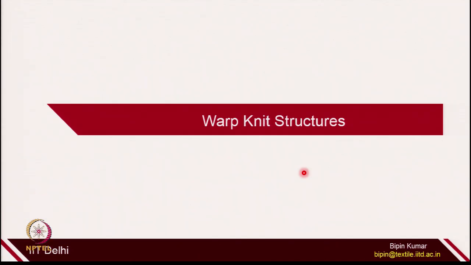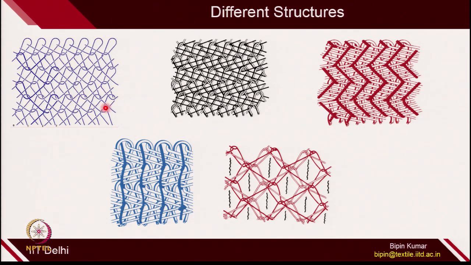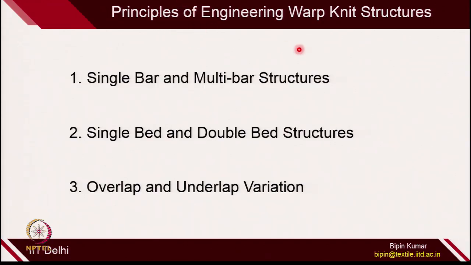Now, let us move to the next segment, which is more important: how we design different types of warp knitted structures. What are the different ways of designing warp knitted structures? Some of the structures I already mentioned: single bar structure, double bar structure. From the technology point of view, how does technology actually help in designing different structures? There are 3 basic design principles which are used for engineering warp knitted structures.